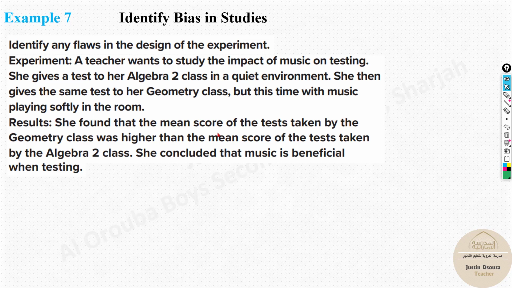Results. She found that the mean score of the test taken by the geometry class, the second class with the music, was higher than the mean score of the test taken by the algebra 2 class. She concluded that the music is beneficial when testing. So now, when you read it, you must understand the bias. See, there are two separate classes.